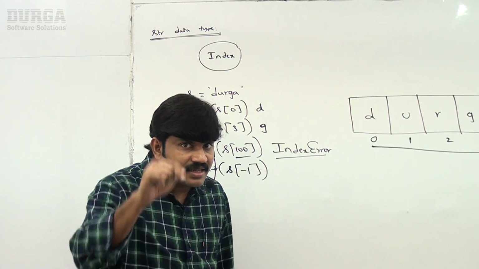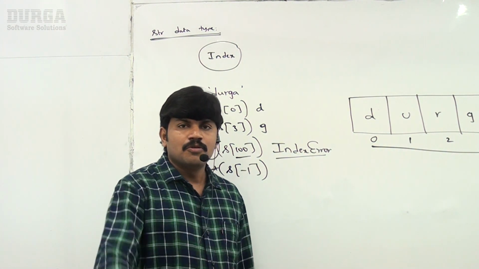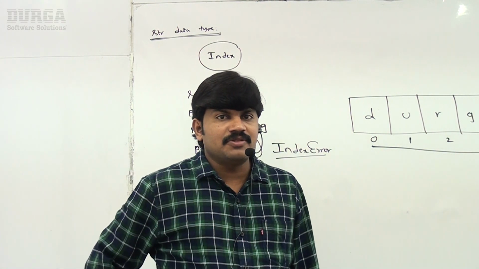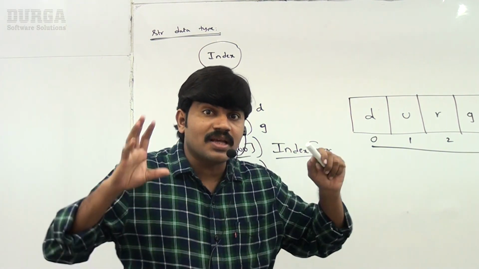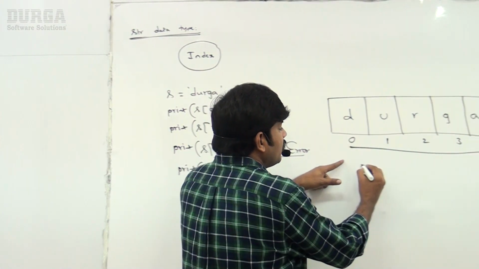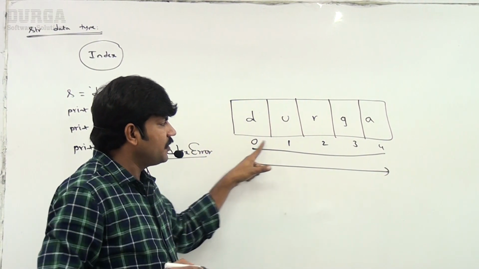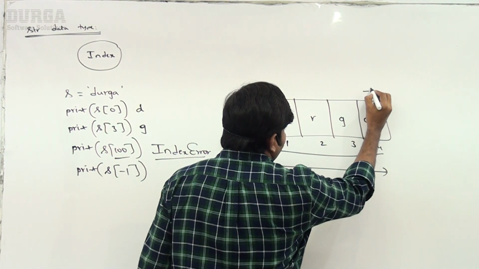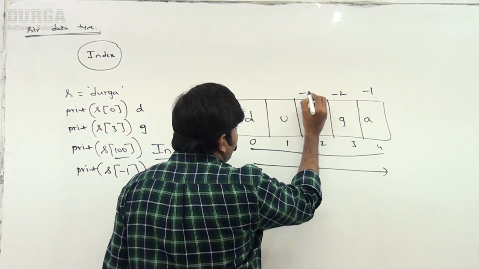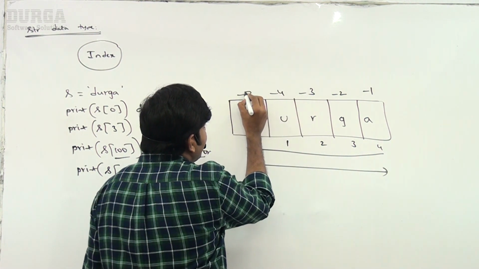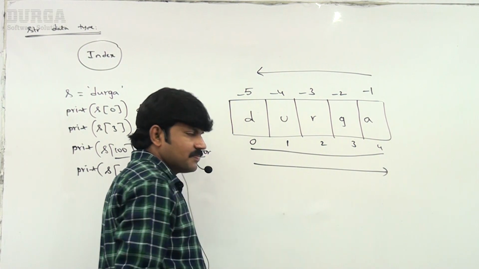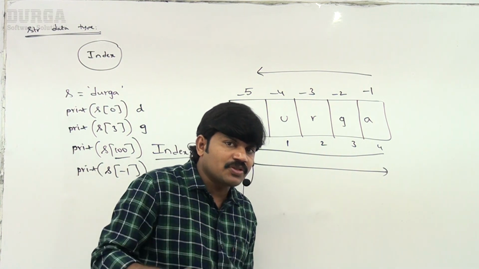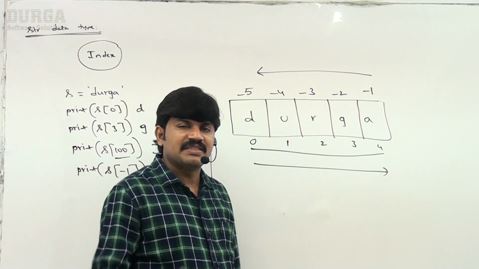No. That is the specialty of Python. Python provides support for both the positive index and negative index. Remember this one, sir. Positive index means forward direction, starting with 0. Negative index means backward direction, starting with -1, -2, -3, -4, -5. This is the backward direction, right to left. So Python provides support for both the positive index and negative index.